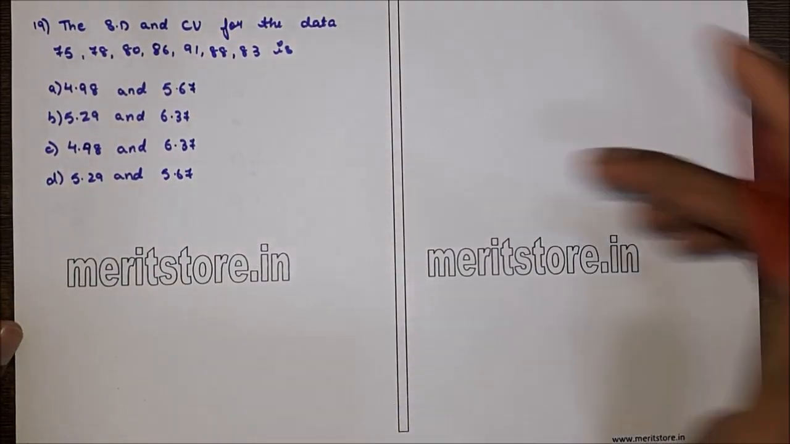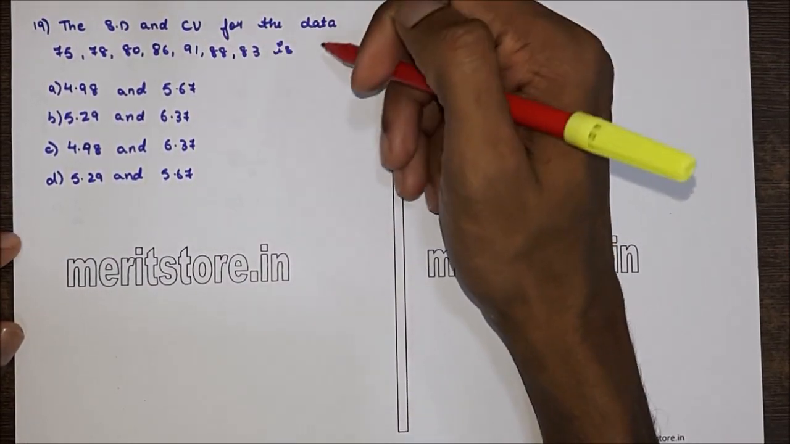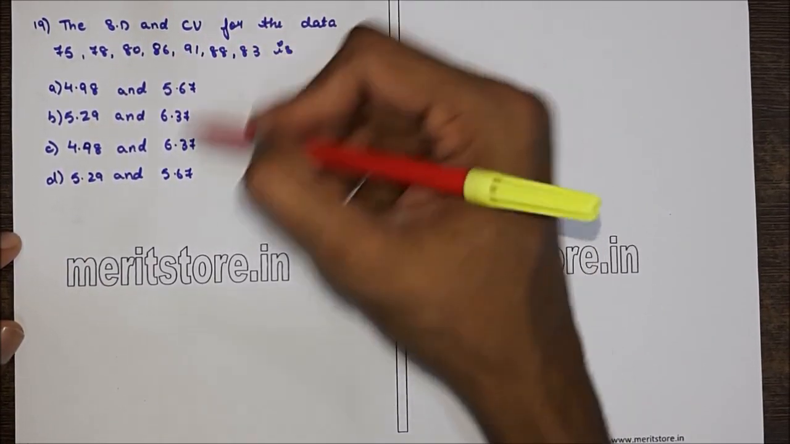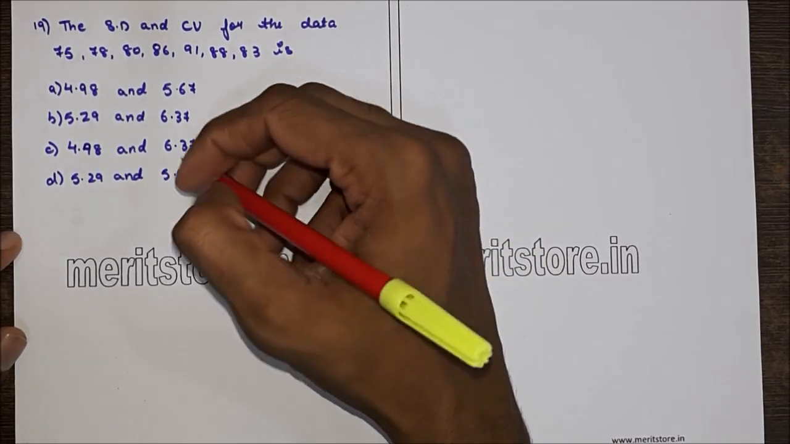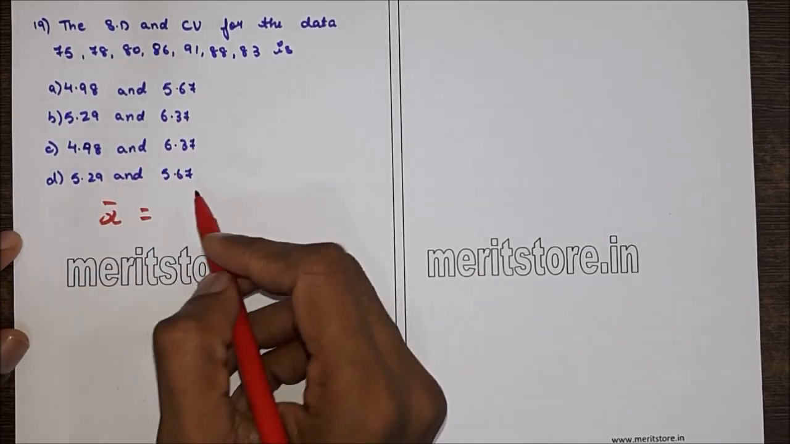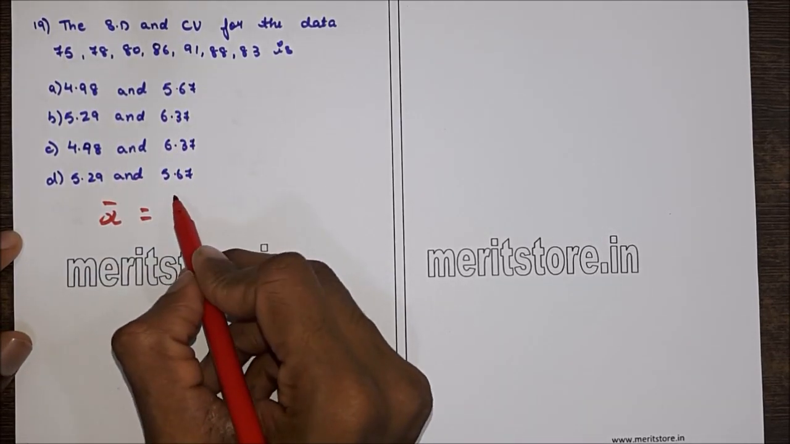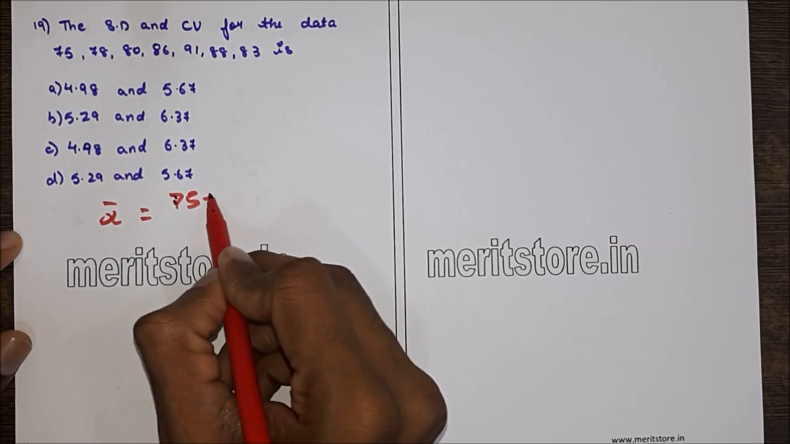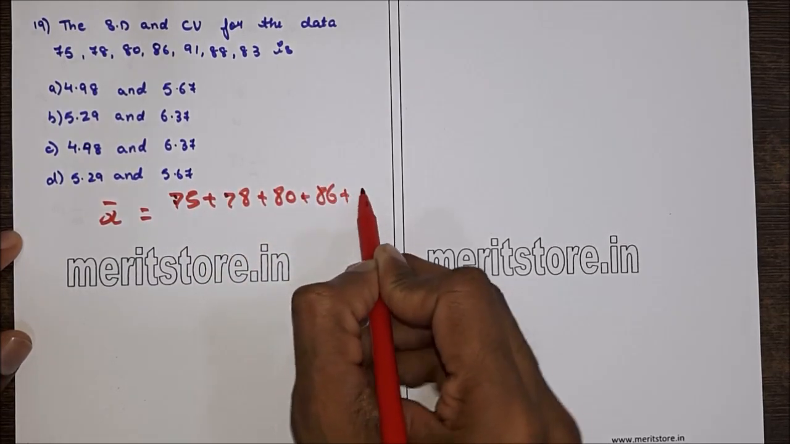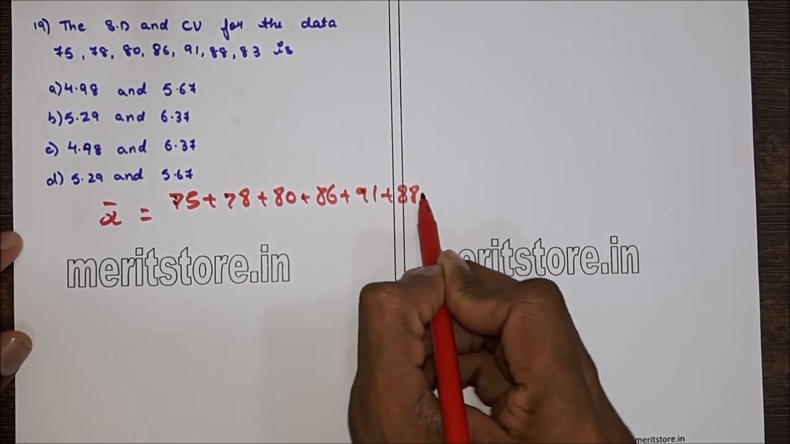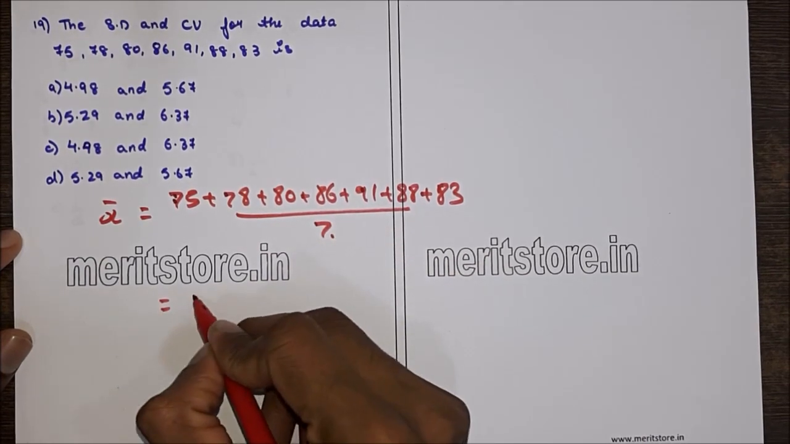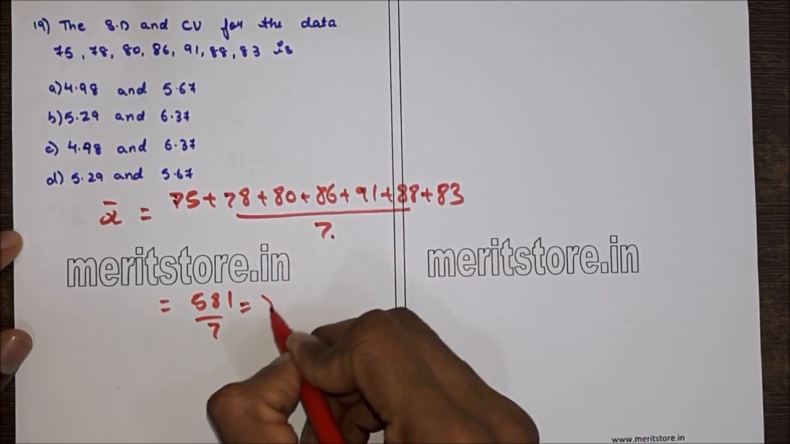Question 19. The standard deviation and the coefficient of variance for the data 75, 78, 80, 86, 91, 88, 83 is, we have given four options. So x bar is equal to summation of all the data upon the number of observations, that is 75 plus 78 plus 80 plus 86 plus 91 plus 88 plus 83 upon 7. Solving this we get 581 by 7, which is equal to 83.